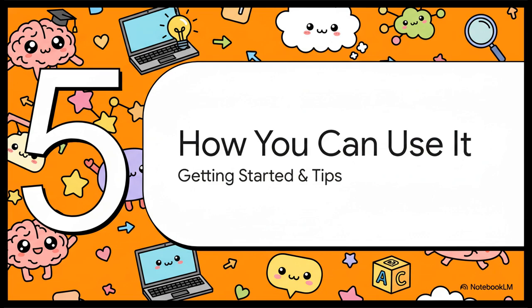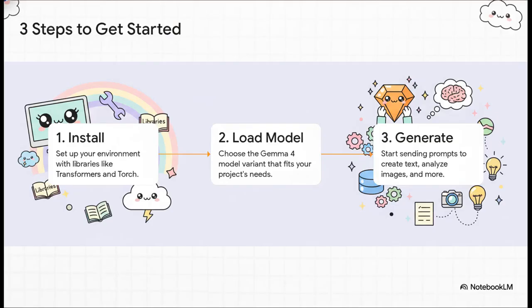Okay, so you've seen what it can do, you've seen the numbers, so how can you actually start using it? Let's walk through the basics and some key tips for getting the best possible results. You know, the process is designed to be pretty straightforward for developers. From a high level, it really boils down to 3 steps. You set up your coding environment with the right libraries, you write a couple lines of code to load the specific Gemma model you want, and then you just start sending it prompts and getting results.